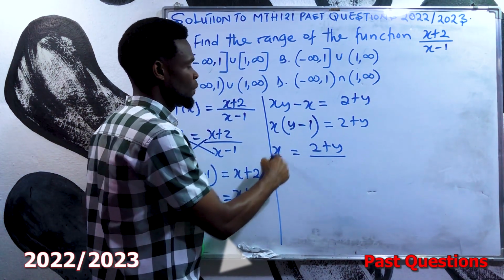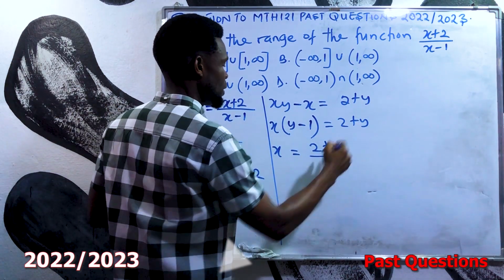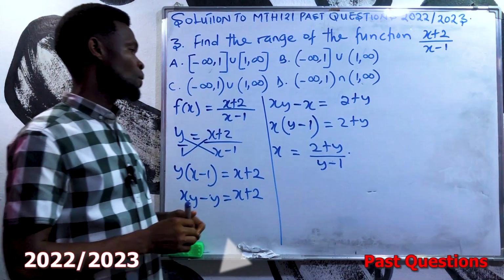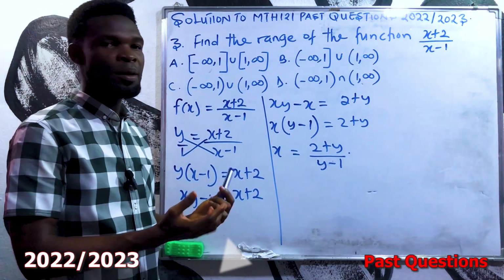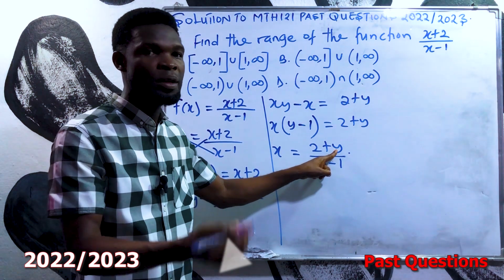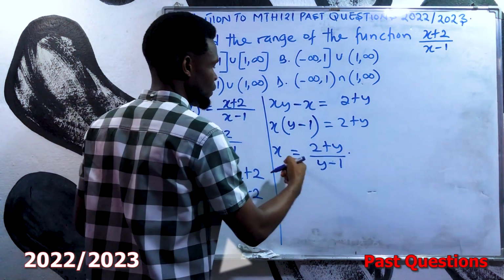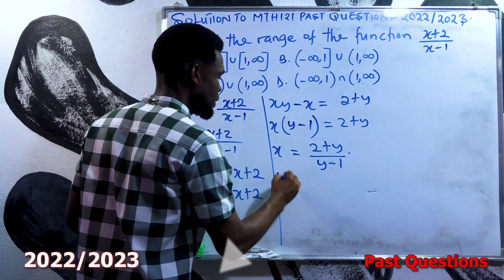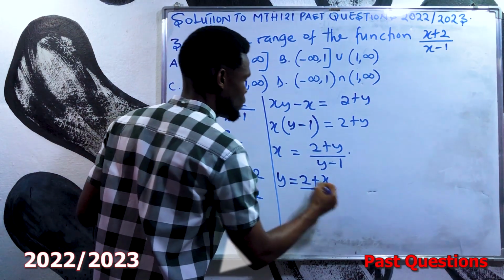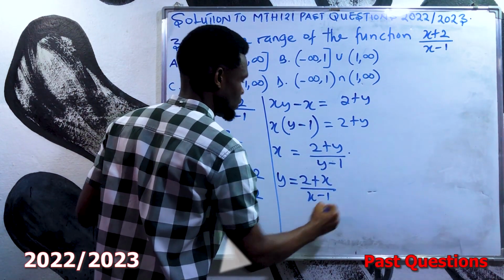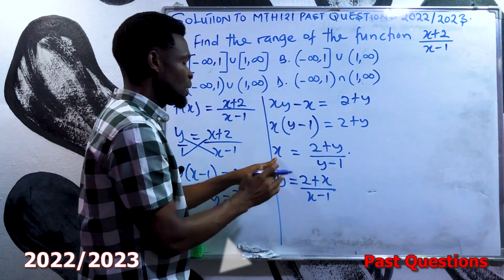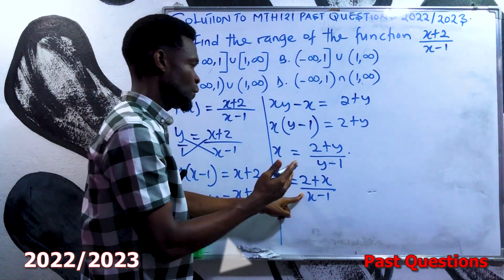Look at it here. So y minus 1 will move to this side. I'll have y minus 1. So the last step is interchange the position of x and y. This is how to find inverse of a function. So if you interchange that, here will be y now equals to 2 plus this will be x all over x minus 1. So after interchanging the position of x and y, that gives us the inverse of the function.